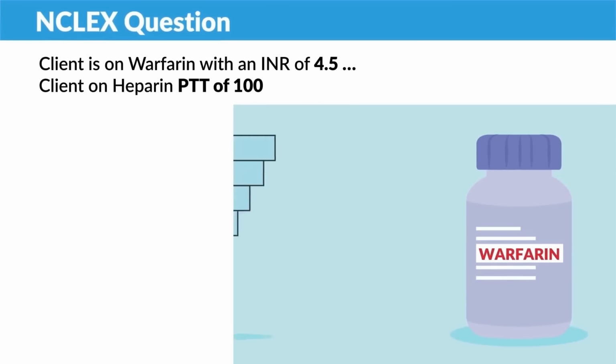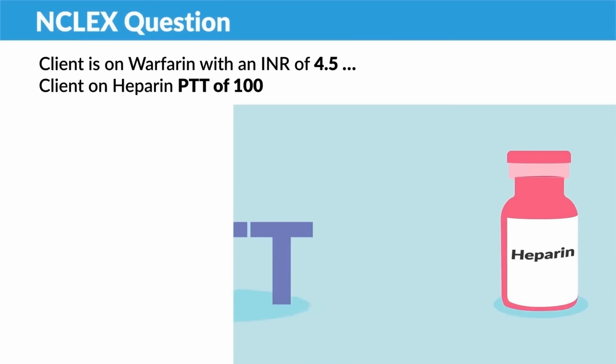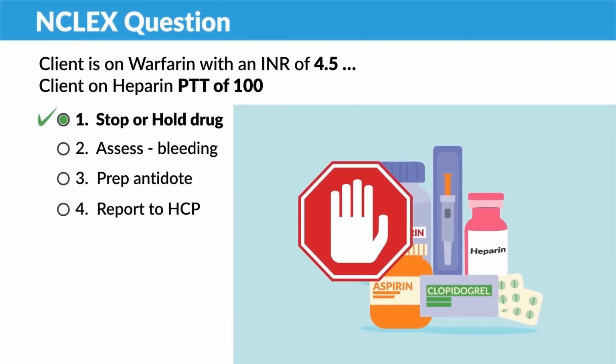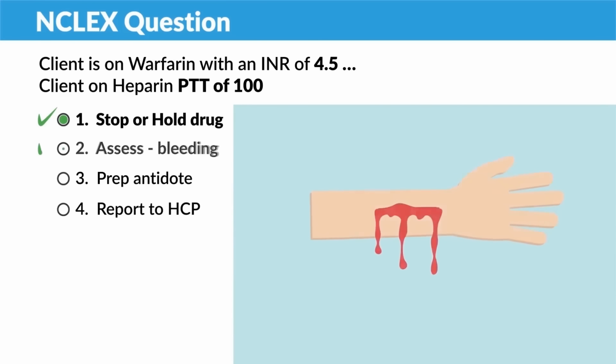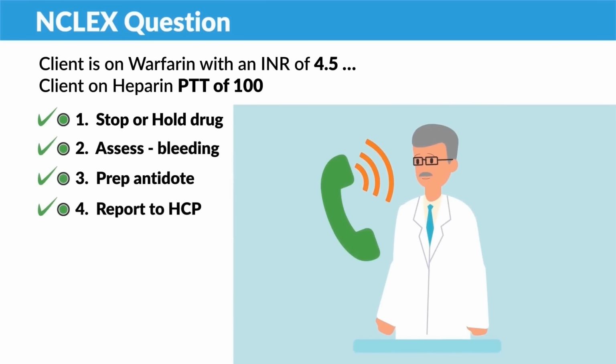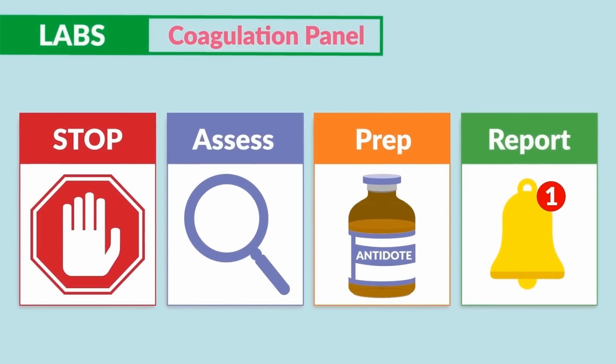Now, if you get an NCLEX question about a client on warfarin with an INR of 4.5, that's way higher than the 2 to 3. Or a client on heparin with a PTT of 100, way over 70 there. What do you do? Well, number 1, you stop or hold the drug. Number 2 is assess for bleeding. Number 3 is you prep the antidote. And number 4 is you report to the HCP immediately. Always these 4 on the NCLEX. Stop, assess, prep, and report.